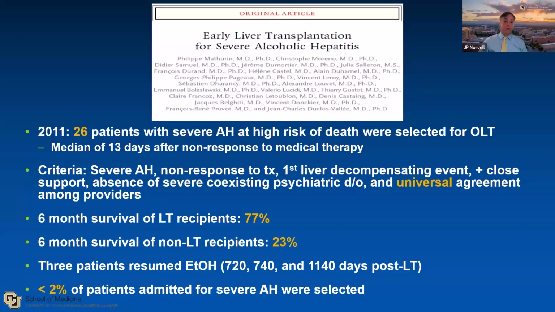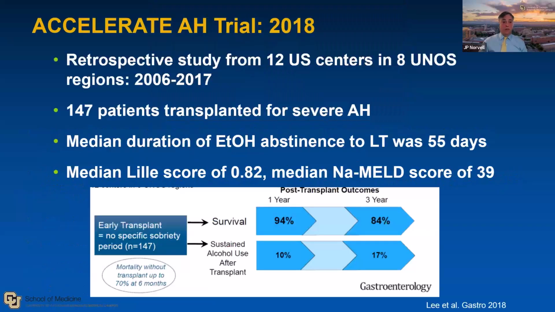So there's been further data that has looked at this, including the American Retrospective ACCELERATE-AH study, which looked at 147 patients that showed good 3-year survival. That's comparable to other etiologies of liver disease. And these patients were very sick with a median MELD score of 39 and had very short sobriety.